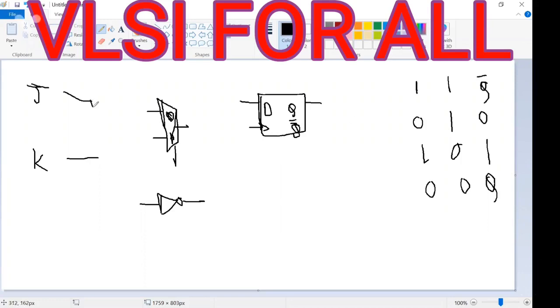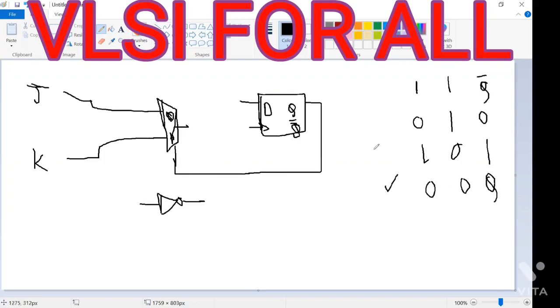Let me try connecting it straightforwardly. Since we need to retain this state, we need to use this Q. For example, if this Q is 0, and if J and K are 0 0, then the output should also be 0. So if I connect it here, then this equation is satisfied, the last equation.